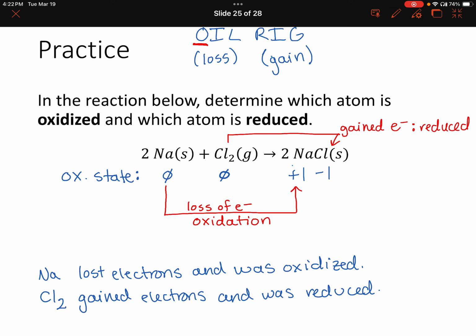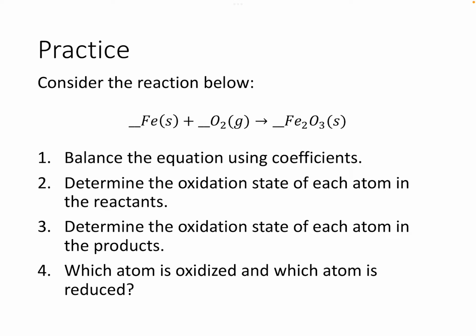So let's do another practice problem. And I'd like you to try this one on your own first. So in this reaction, we have iron reacting with oxygen to form iron oxide. So I would like you to balance the equation. That's what the blank spots are in front of each element or atom or ionic compound. And then determine the oxidation state of each atom in the reactants, and then do the same for the products. And then try to determine which atom is oxidized and which atom is reduced. So I'll let you try this on your own first, so feel free to pause the video and then we'll go over it together.